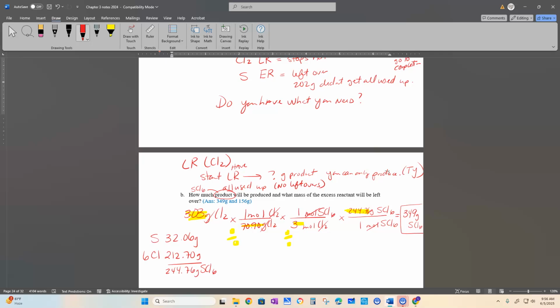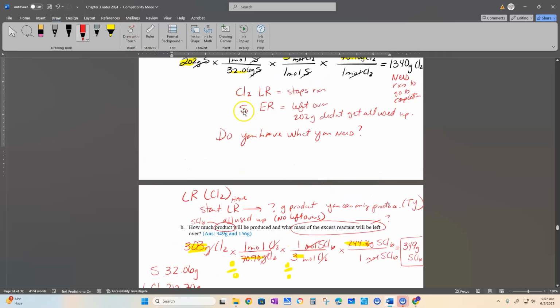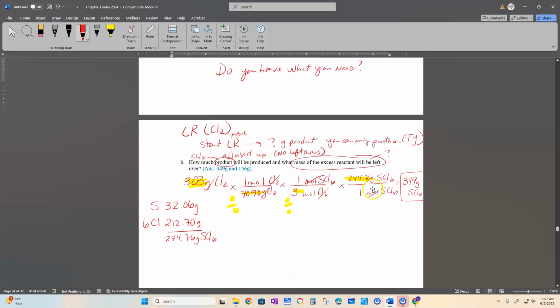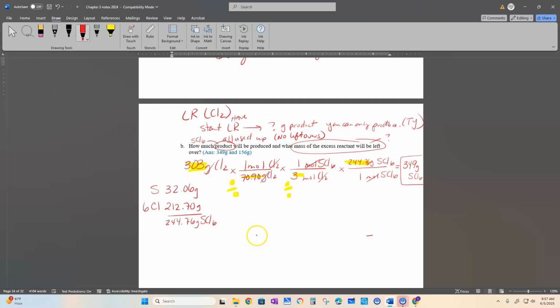Now, part C, what mass of the excess reactant is left over? I need to know, well, first of all, who is the excess? Well, sulfur is the excess. So how much sulfur was actually left over? So in the end, I need to figure out grams of sulfur, but who do I start with? Well, you always start with your limiting reactant. 303 grams of chlorine, and I need to figure out how much do I need of sulfur.